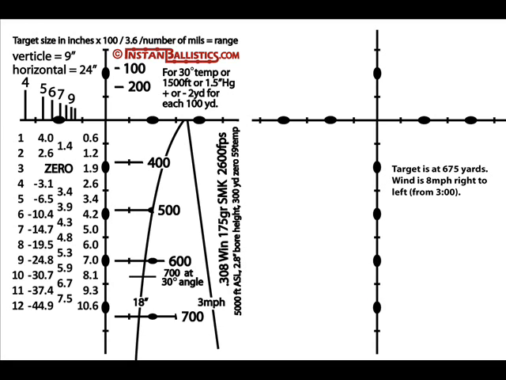Now your target is at 675 yards. Your wind is 8 miles per hour from right to left. And here's where you would need to hold to compensate for that situation.